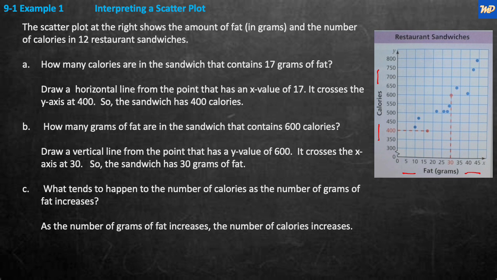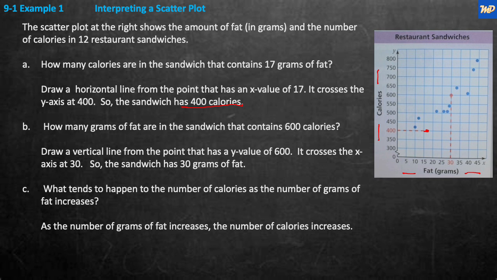So all we have to do is draw a vertical line from the point that has the x value of 17. Here's 17, right between 15 and 20. And we're going to go up till we get to the 400. And right there, that's the point. 400 calories. So the sandwich has 400 calories.